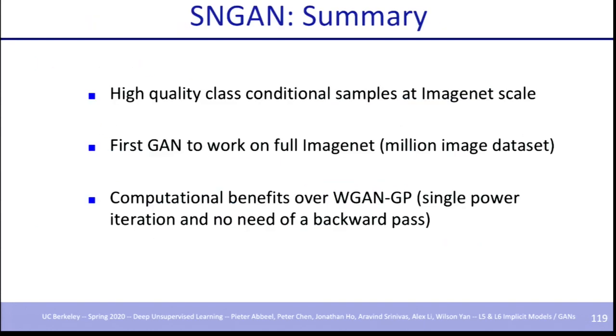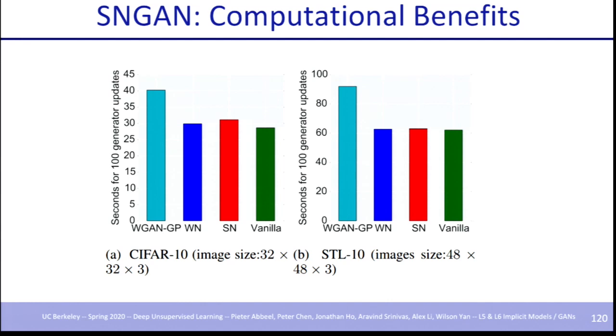So this is the summary of SNGAN. It produced high-quality class-conditional samples at ImageNet scale, and was the first GAN model to work on full ImageNet. It has a lot of computational benefits over WGAN-GP, and uses a much more principled way of ensuring Lipschitzness. You can see the computational benefits are very clear: WGAN-GP is really slow. This is a forward pass over 100 Z vectors, and you can clearly see that SNGAN is much more stable and comparable to weight norm in terms of inference speed.